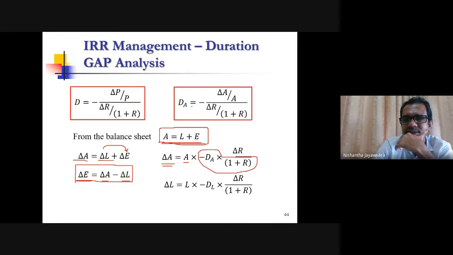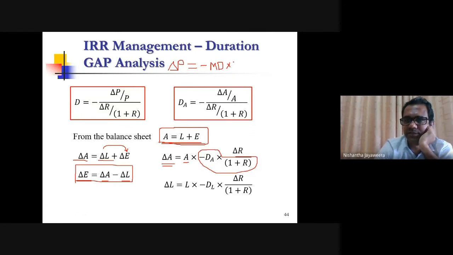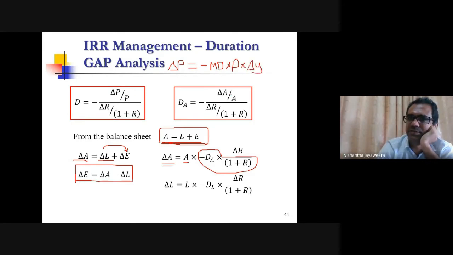So you can see DA is, as I mentioned, the Macaulay duration divided by 1 plus R. What does it mean? This is the modified duration. This is the change in yield. If you remember, we had the equation like this when we discussed duration: duration impact as minus modified duration, and the price times change in yield.